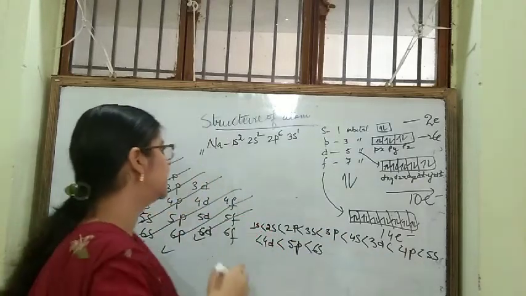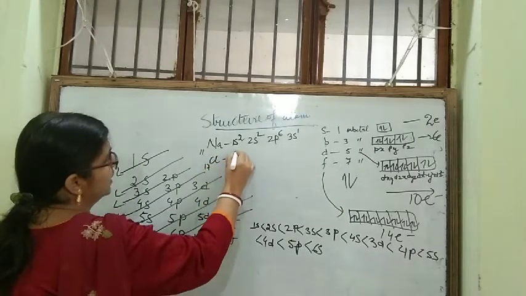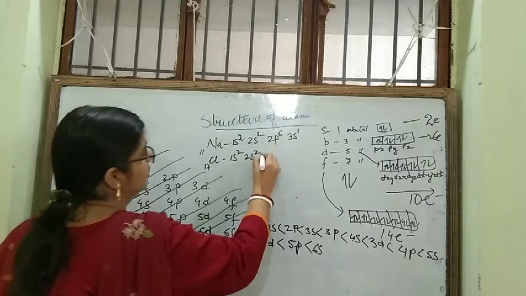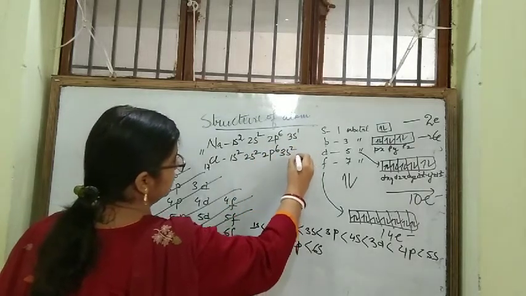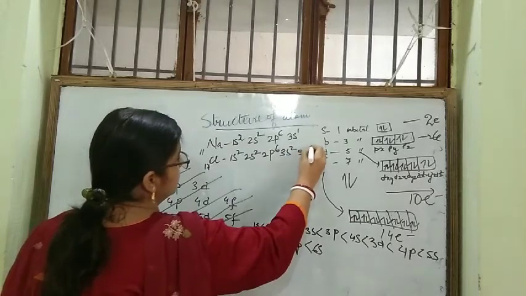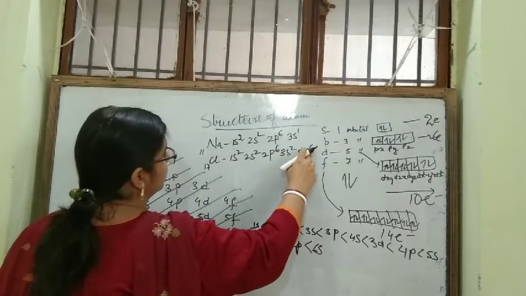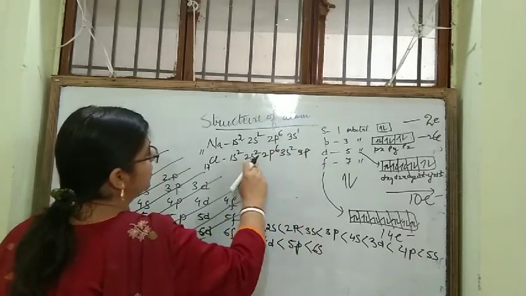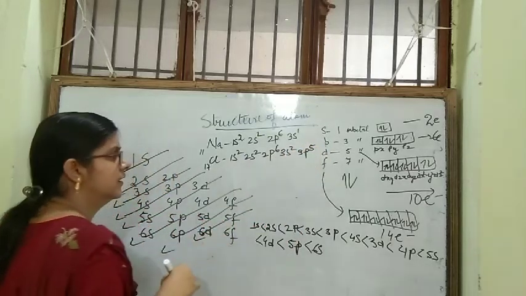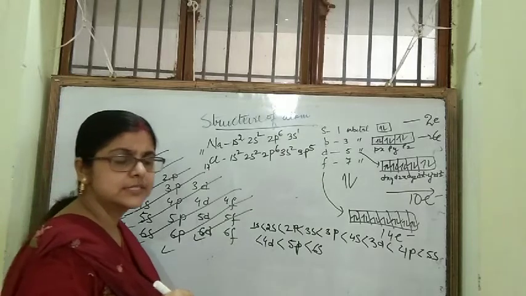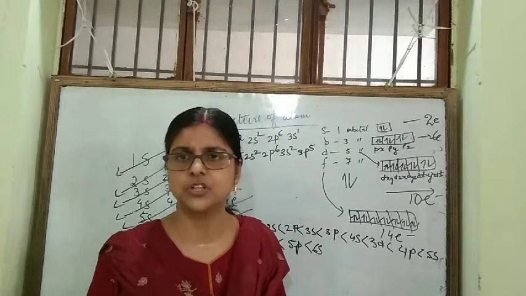Again, I am taking up another example. Suppose you are taking chlorine 17. 1s2, 2s2, 2p6, 3s2, 3p6. No, 3p6 will be more. 4 plus 6, 10, plus 2, 12, plus 5, 17. Okay? Similarly, you can write electronic configuration of other elements also.